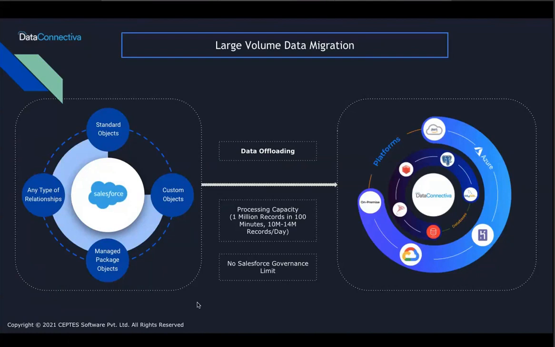And the architecture that we have ensures that there is no governance limit, which is a very important factor, right? Because it limits a lot of processes, and we have no such limitations of governance limit or Apex limit or any Salesforce limitation at all. The capacity is 1 million records in 100 minutes and 10 million to 40 million records per day, which can be increased, like I said, depending on your server.